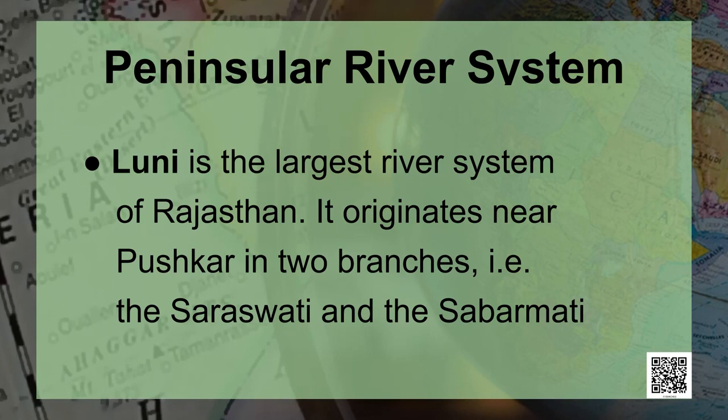Luni, another river, is the largest river system of Rajasthan, west of Aravalli Hills. It originates near Pushkar in two branches, that is the Saraswati and the Sabarmati, which join each other at Govindgarh. From here, the river comes out of Aravalli and is known as Luni. Flowing westward, it joins the Rann of Kutch.